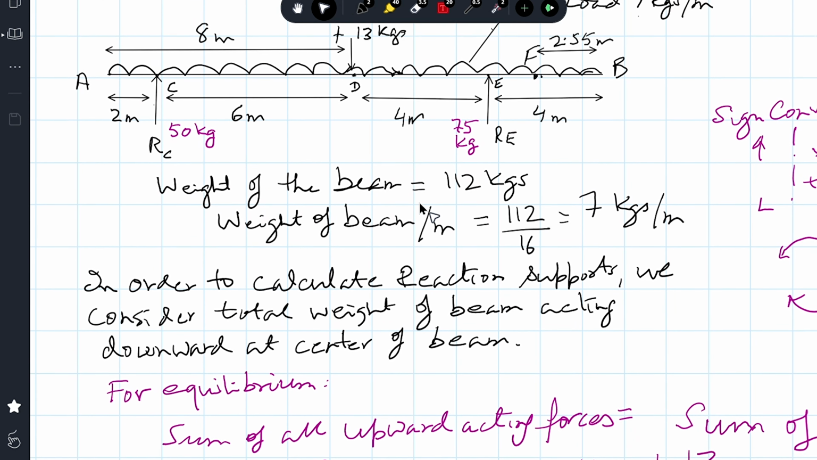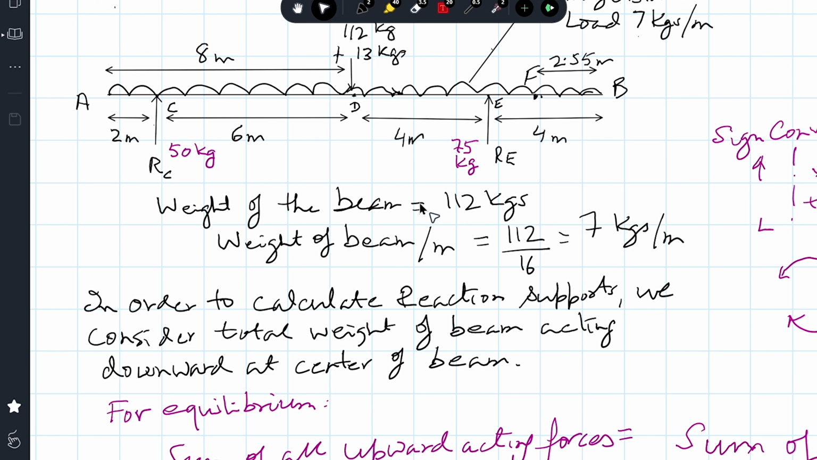So in order to calculate reaction support, reaction forces, we consider total weight of the beam is acting at the center of gravity of the beam, which is at the mid length D. At this point D, 112 kg. Only for the purpose of calculating the value of these reaction supports. Once we got them, then we don't use the total weight of the beam at mid length at all. We will use the weight per meter, the one which is uniformly distributed, and that will be 7 kgs per meter. So according to the length of the beam in consideration, the weight of the beam will be calculated lengthwise as per that particular section.